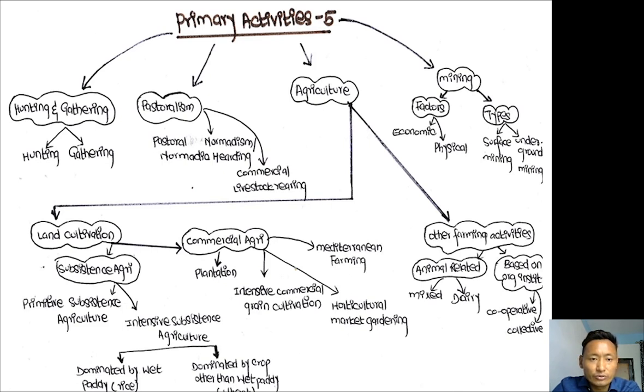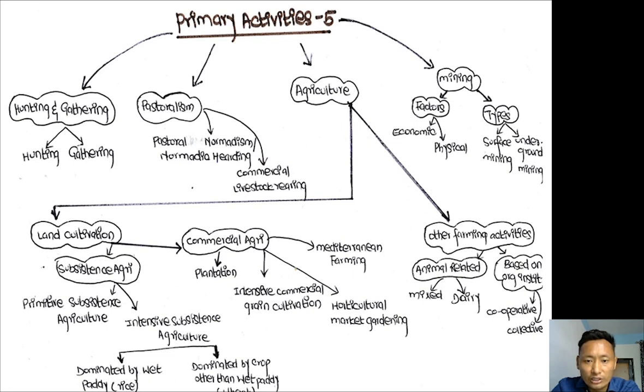Subsistence agriculture is further divided into two: primitive subsistence agriculture and intensive subsistence agriculture. Intensive subsistence agriculture again has two parts: intensive subsistence agriculture dominated by wet paddy, and intensive subsistence agriculture dominated by crops other than wet paddy, that means wheat. From land-based cultivation, the next topic is commercial agriculture. From commercial agriculture, we are going to discuss 5 commercial agriculture related activities.